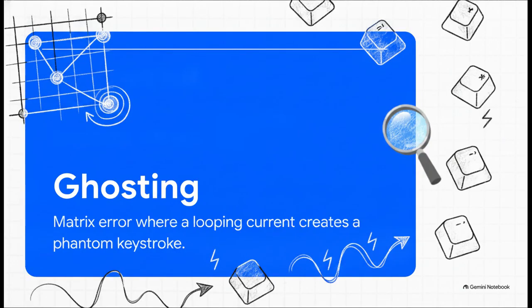Well, this triggers a really strange phenomenon known as ghosting. Ghosting is a matrix error where if you press 3 keys that happen to form 3 corners of a rectangle on the electrical grid, the current can actually flow backward through those closed intersections. This loop-in current tricks the controller into thinking the 4th corner of that rectangle has also been pressed, creating a phantom or ghost keystroke that you never actually touched.